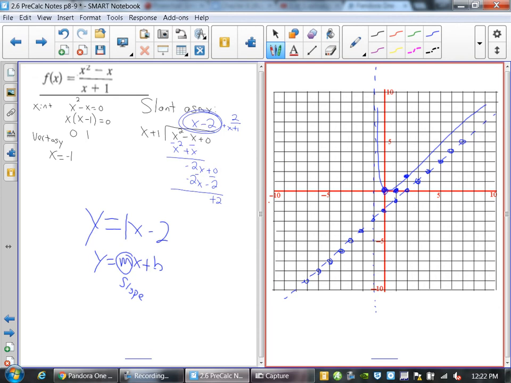We'll pick some number on the other side of the asymptote at -1, so let's pick -2. When you pick -2, you square it, you subtract 2, you divide it by -2 plus 1. -2 squared is 4 minus 2, so at -2 it's -2. The same thing with, say, -3: -3 squared minus 3 over -3 plus 1. 9 minus 3.